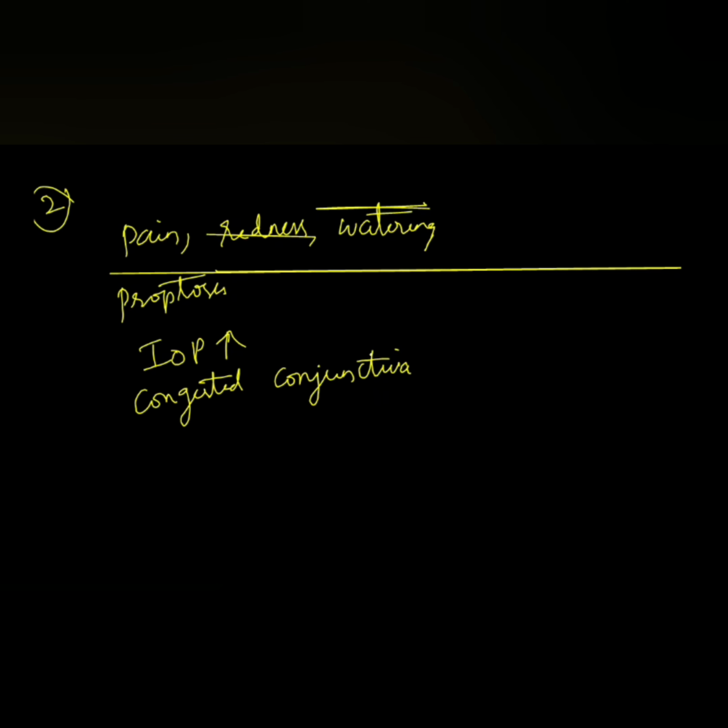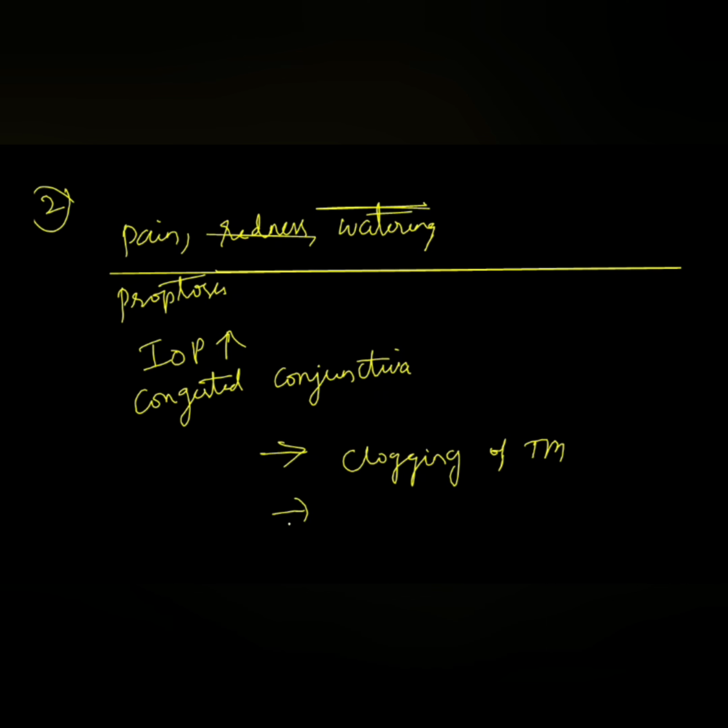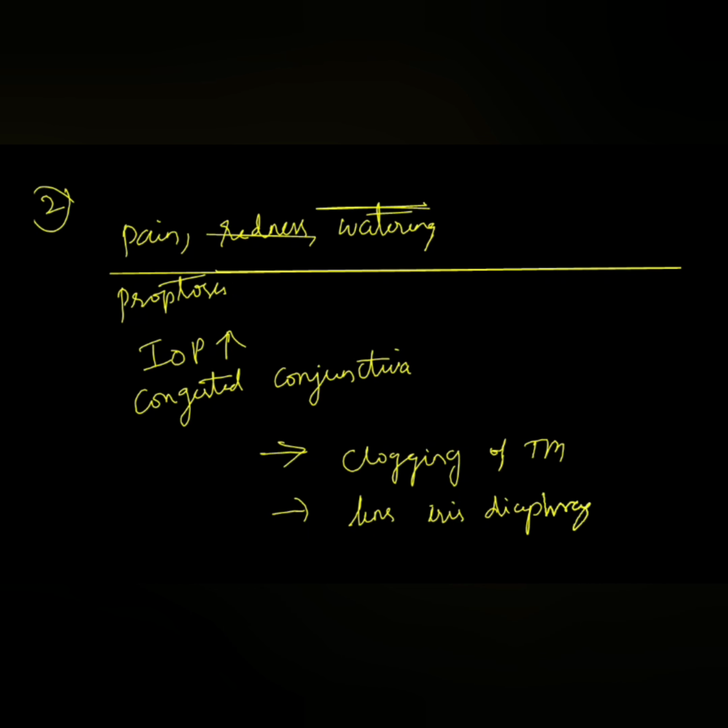Now why is there development of glaucoma in retinoblastoma? It can be either because of clogging of the trabecular meshwork due to the tumor cells, or because the tumor is pushing the lens iris diaphragm forward. All this can result in glaucoma.